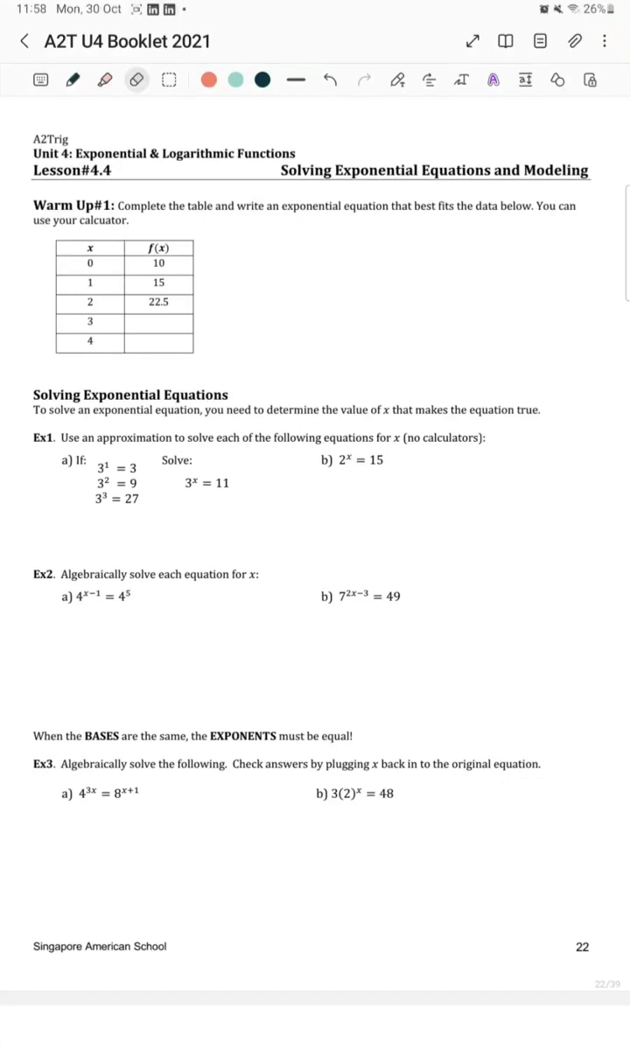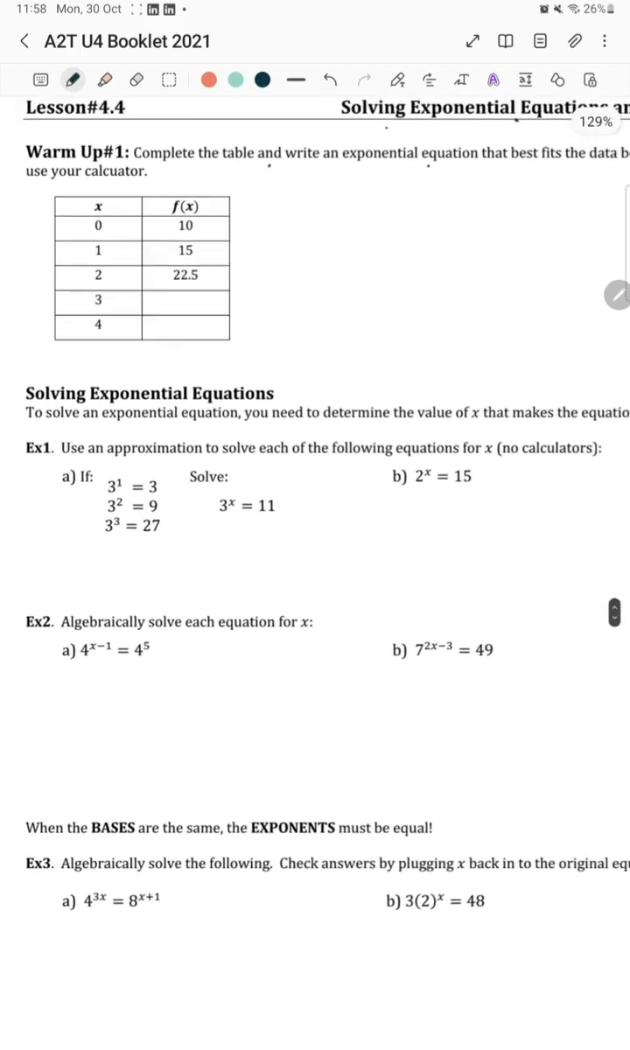Today we are going to start the 4.4 lesson, solving exponential equations and modeling. So we are going to learn how to solve exponential equations and how to do the modeling using exponential equations. First, I have a warm up. Complete the table and write an exponential equation that best fits the data below. You can use your calculator.